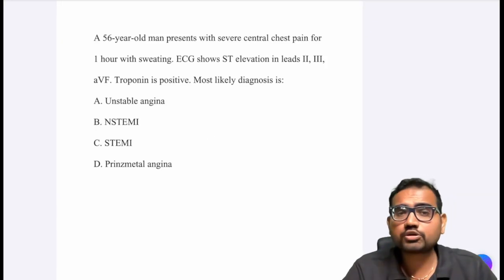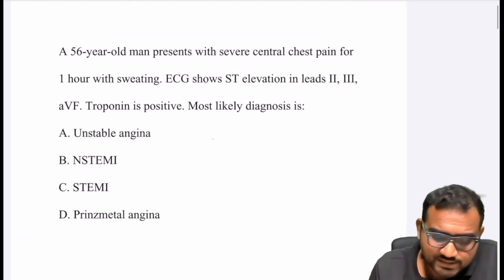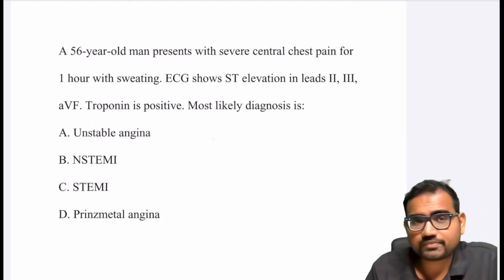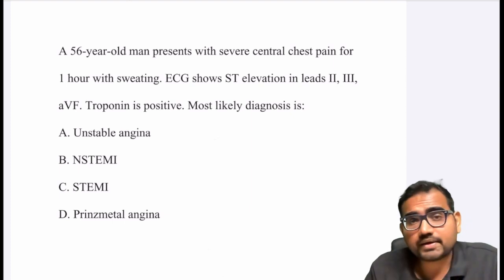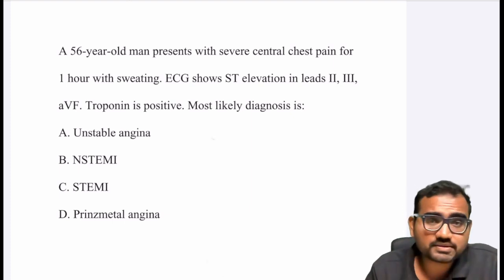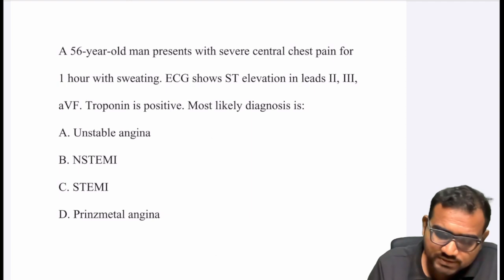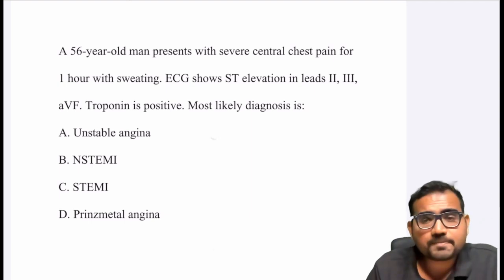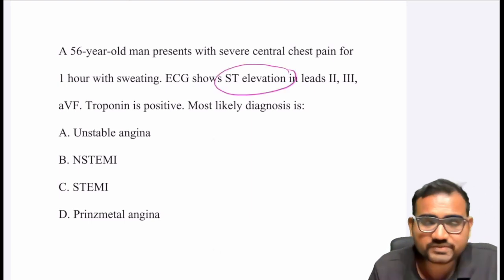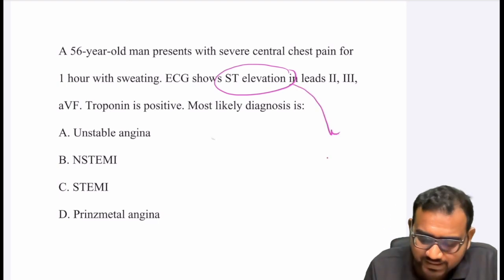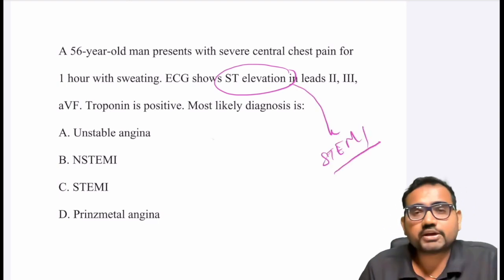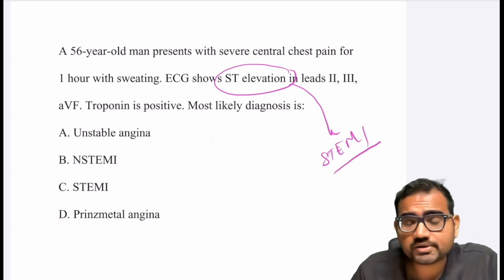So in the morning session, I talked about a few cardiovascular disorders and we are going to apply the concepts now. Okay. A 56-year-old man presents with severe chest pain for 1 hour with sweating, and ECG shows ST elevation in leads II, III and aVF. Troponin is positive. See, I'll look into the positives in this question. As we all know, if the word ST elevation comes, I will mark it as ST elevated myocardial infarction, and I will try to evaluate whether the other statements are supporting it.